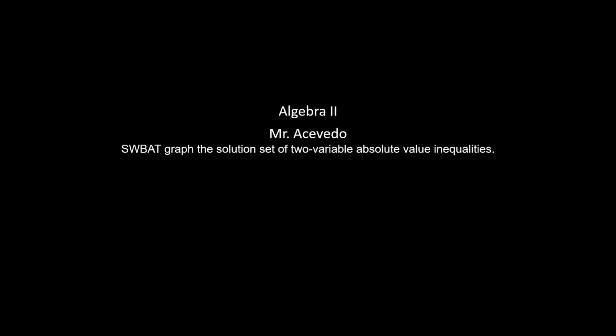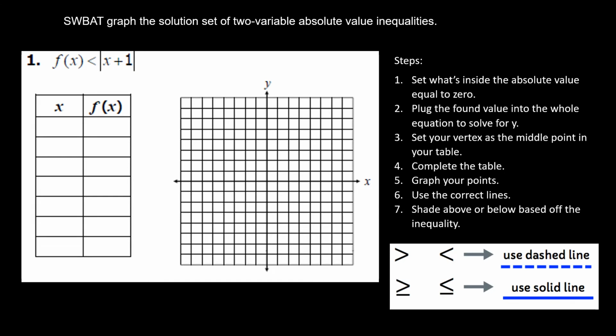Hi class, so today we're going to be graphing the solution set of two variable absolute value inequalities. While this may sound a little confusing at first, you'll see that we're just graphing absolute value inequalities on a 2D coordinate plane. So let's get started. When we're presented with a problem such as f of x is less than the absolute value of x plus 1, okay?